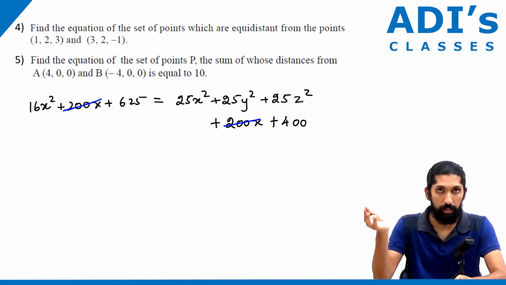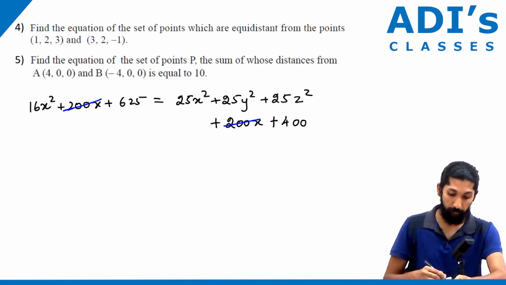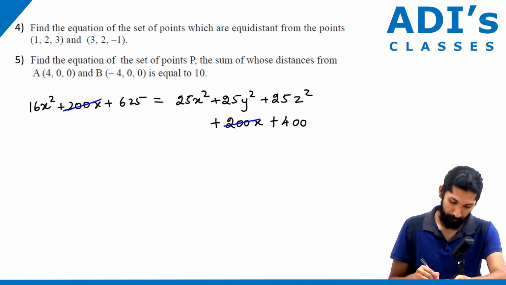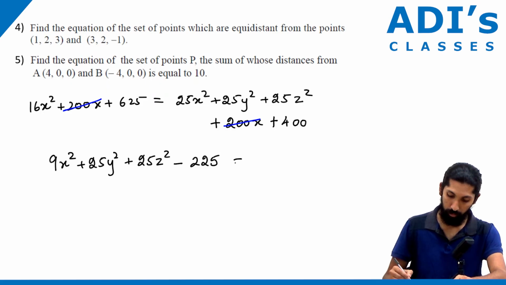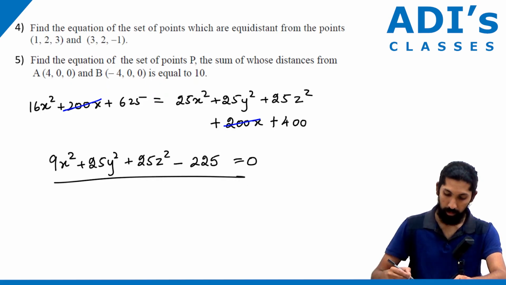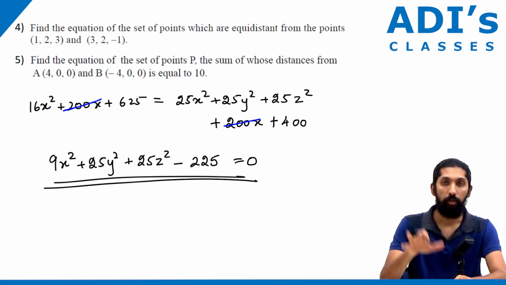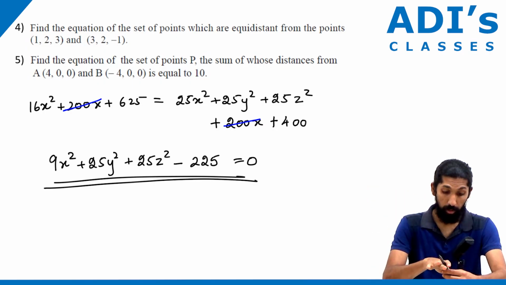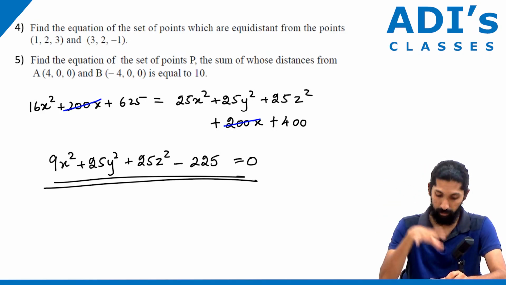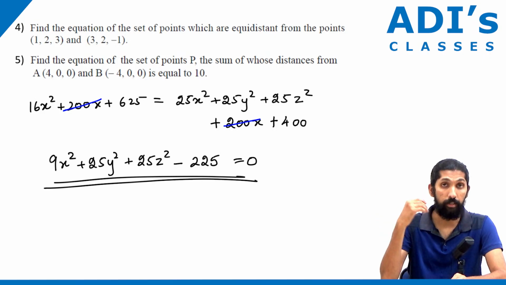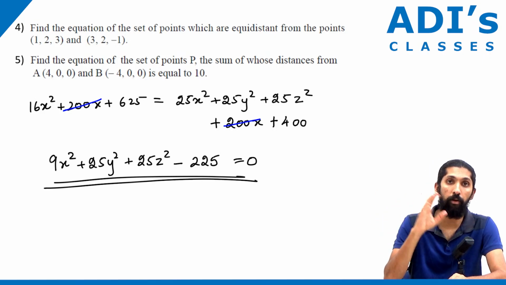Now take everything to the RHS. So you are going to have 25 minus 16 is 9. So 9x square plus 25y square plus 25z square minus 225 is equal to 0. So this is going to be the answer for the fifth one. Fine. So this is the equation of the set of points P, all of the points P. And this is how it's going to be. Fine. So in the next video, we are going to discuss the section formula.